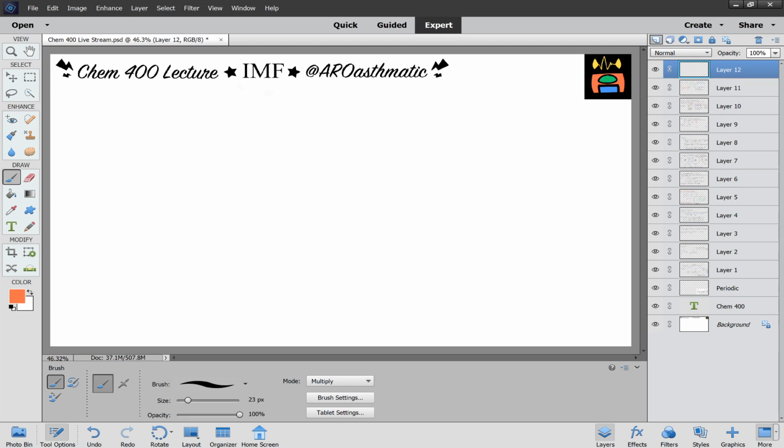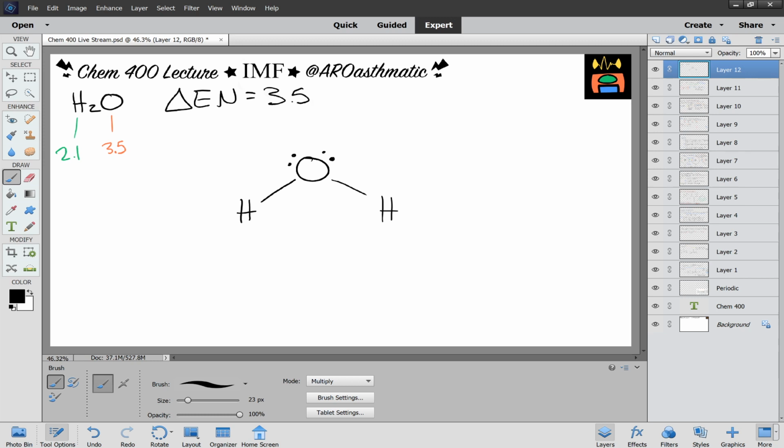So let's take a look at H2O. All right. Now, water. If we want to determine whether or not our molecule is polar, the first thing we have to look at is the electronegativity difference. And oxygen has an electronegativity of 3.5. Hydrogen, as we've already seen, has an electronegativity of 2.1, so our difference here is 3.5 minus 2.1. This comes out to be 1.4.